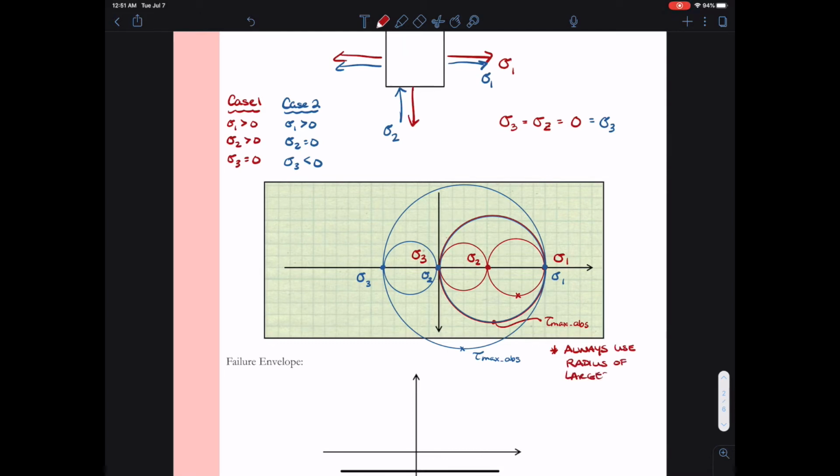I will also leave here a note: just always use the radius of the largest circle when you're checking for tau max absolute.